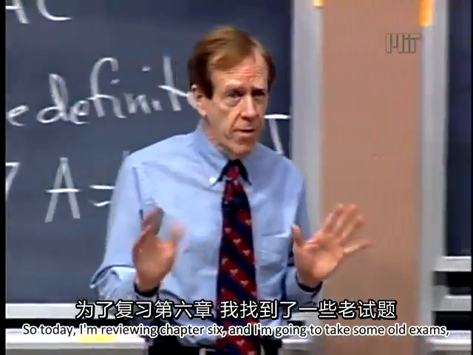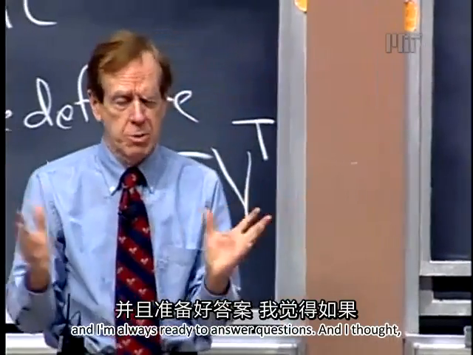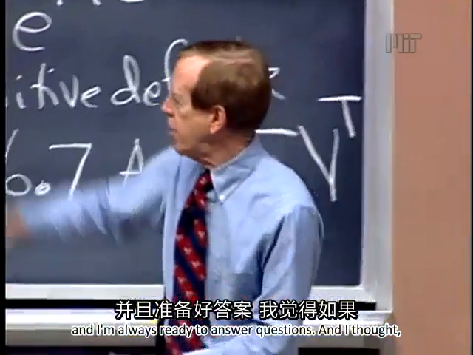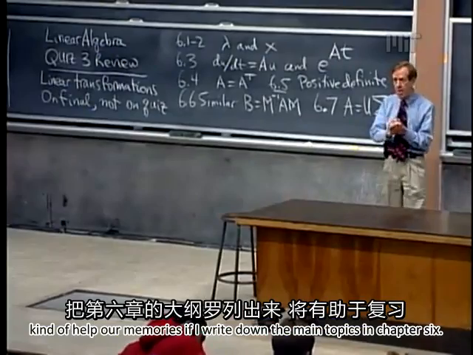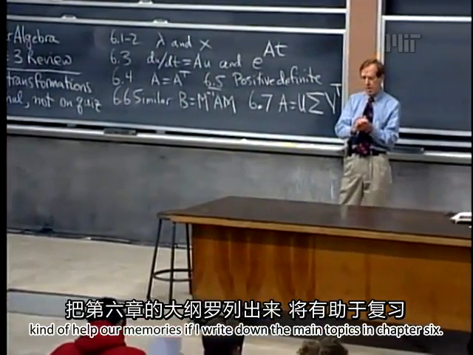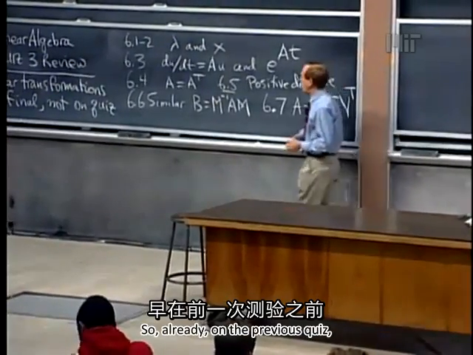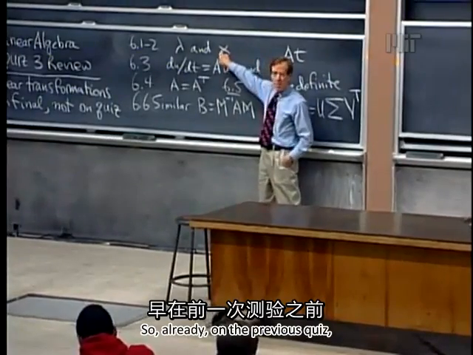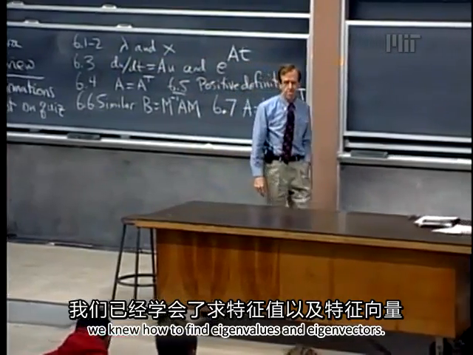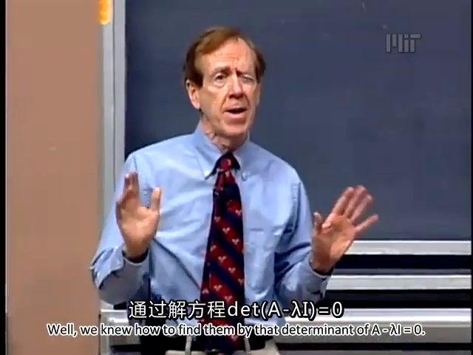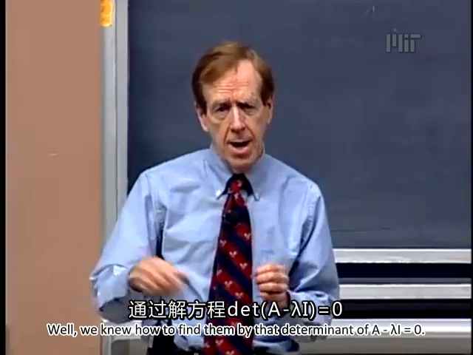So today I'm reviewing Chapter 6, and I'm going to take some old exams, and I'm always ready to answer questions. And I thought it kind of helps our memories if I write down the main topics in Chapter 6. So already on the previous quiz, we knew how to find eigenvalues and eigenvectors. Well, we knew how to find them by that determinant of A minus lambda I equals 0.